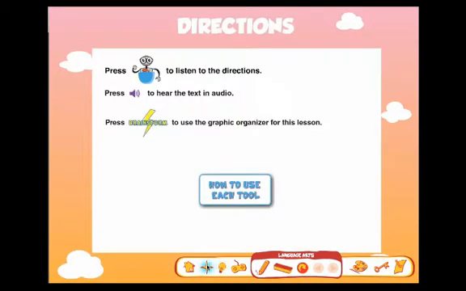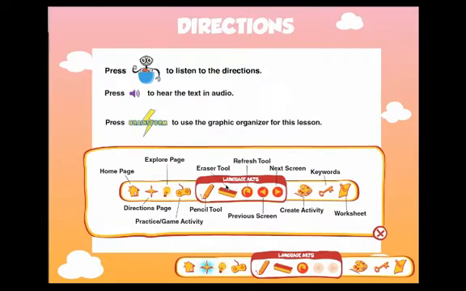This screen introduces the topic. If you're new to using our lessons, you may want to view the directions. Click the compass rose in the toolbar to view directions. You can see that the robot gives audio instructions, the audio icon turns audio off and on, and the brainstorm icon opens a graphic organizer. Click on how to use each tool. This shows you the functionality of each icon in our toolbar.